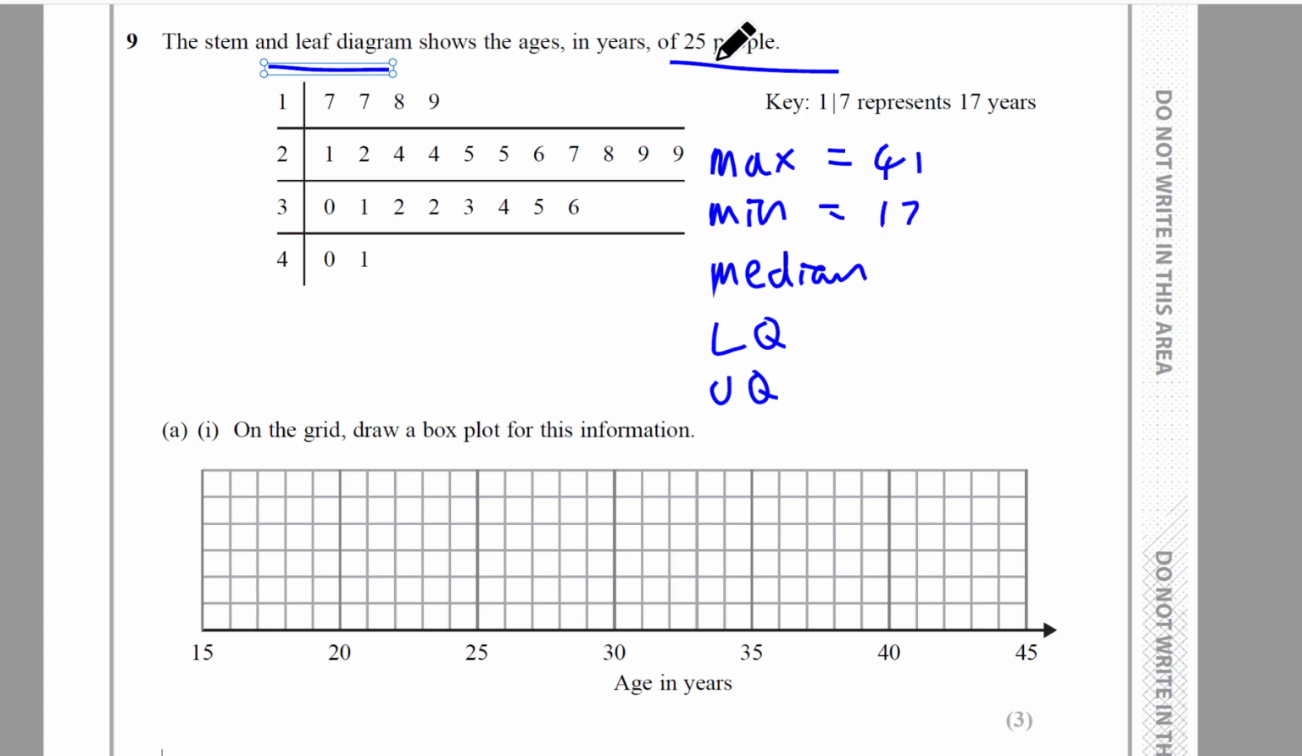Now the middle number here is going to be 25 plus 1 divided by 2. So that's going to be in the 13th position. Or you can just cross off like here, like so, until you get to the middle as well. But I like doing it this way. So the 13th position is 1, 2, 3, 4, 5, 6, 7, 8, 9, 10, 11, 12, 13. The median is 28.